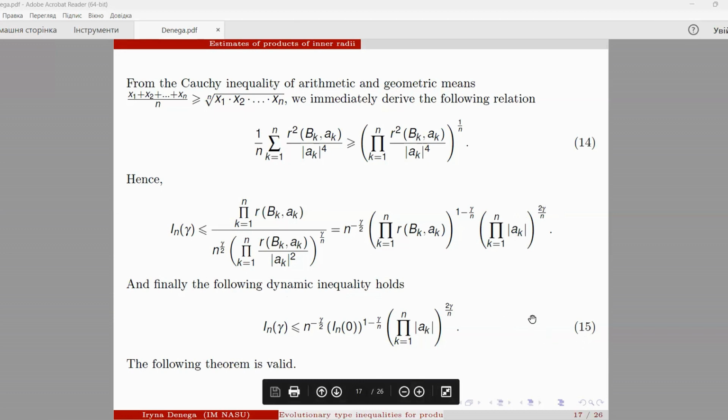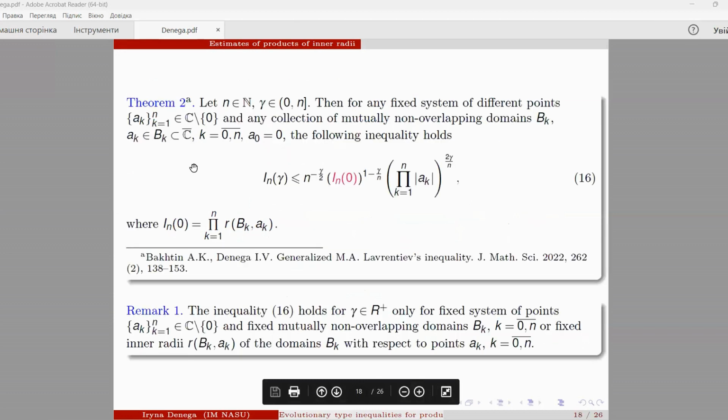Then the following theorem is valid. We obtain the following theorem too, where the functional In of gamma is determined by the initial value of the functional In of 0.